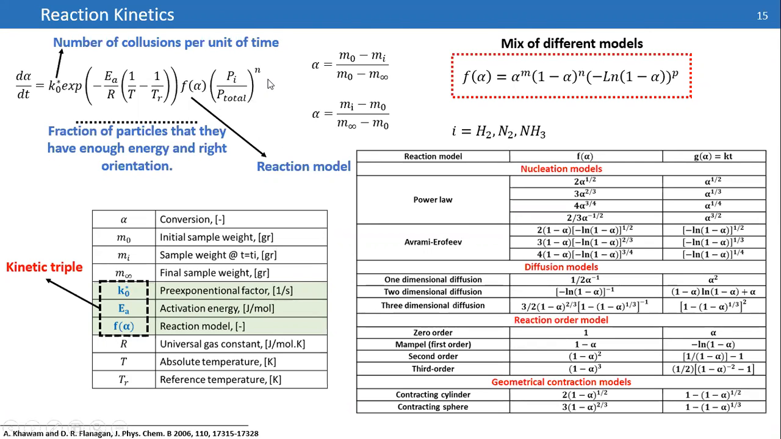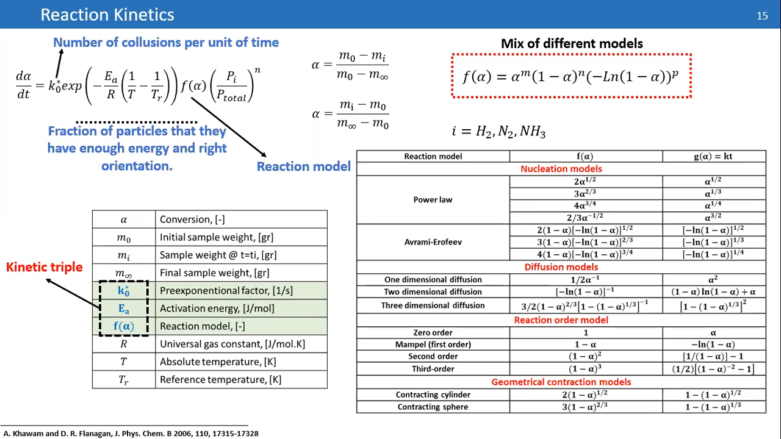Here is the effect of partial pressure. You can see how the concentration of your reactants or products may affect your system. Actually, this f(alpha) is somehow also the concentration, since alpha is conversion, and it tells you the effect of the concentration of your solid.